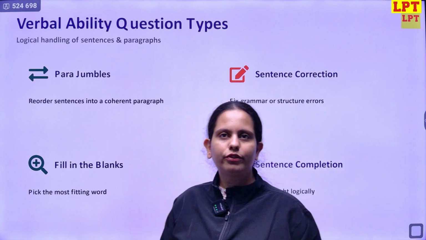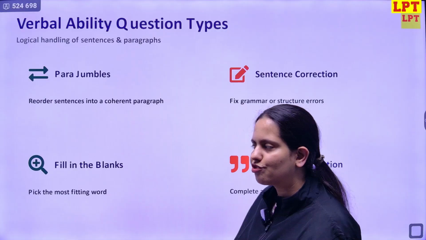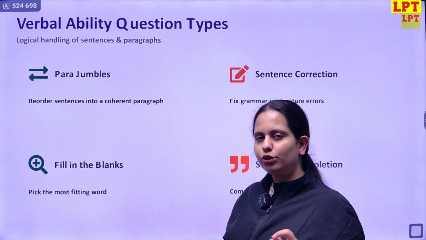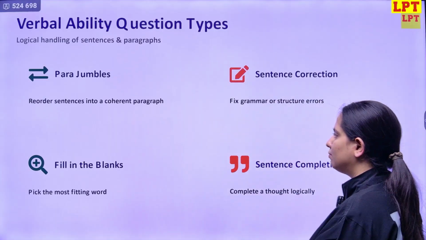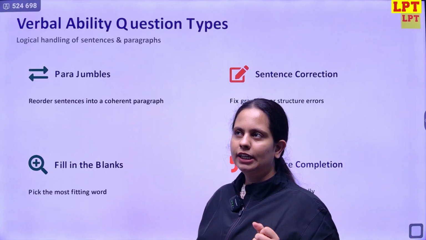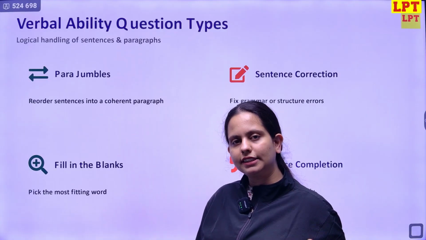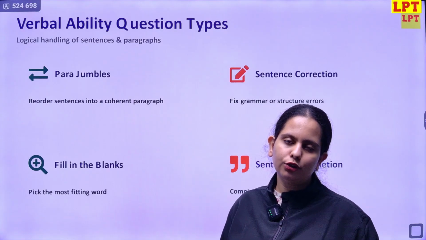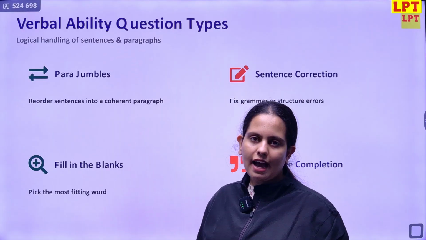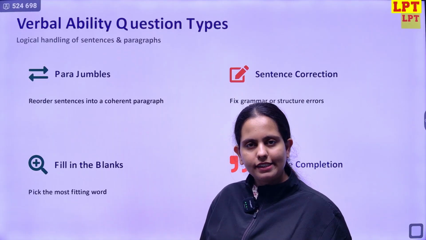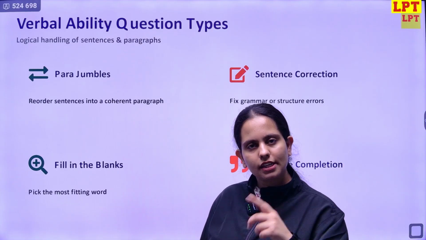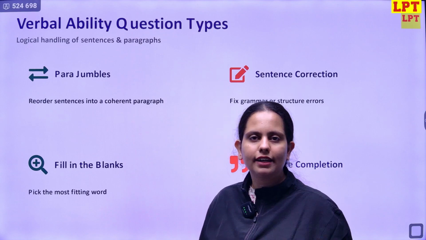Moving forward, we have the verbal ability question types. So what are the types of questions that you're going to come across that may seem new to you? First we have parajumbles. We used to answer questions of the topic that was rearrangement of words in a sentence, where we arrange the words in a sentence so that it makes sense. Now here we have to arrange the sentences in a correct order that makes complete sense. So arrangement of the sentences of a particular paragraph is the parajumble.